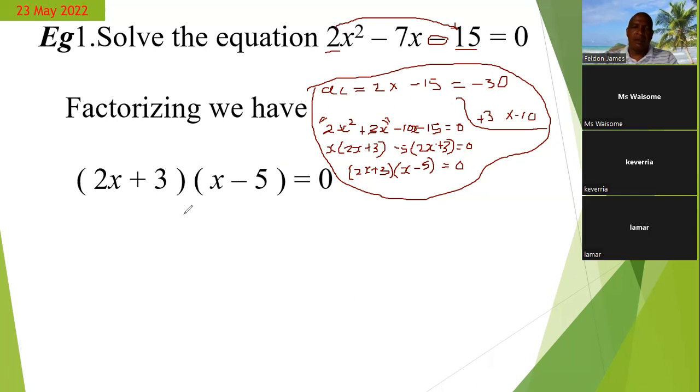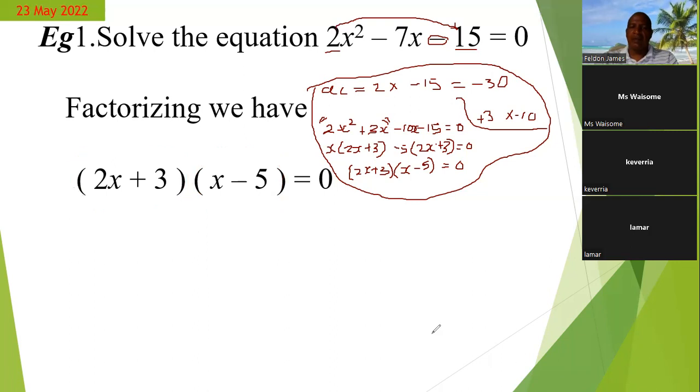Anybody? One of the numbers equates to 0, sir. Right. So in other words, what we want to say is that one of these brackets is going to be 0. So either 2x plus 3 equals 0 or x minus 5 equals 0. We don't know which one of them is 0, but what we're going to do is write them separately. So we're going to equate each of these brackets, or each of the expressions within the bracket, to 0, and then solve them separately.